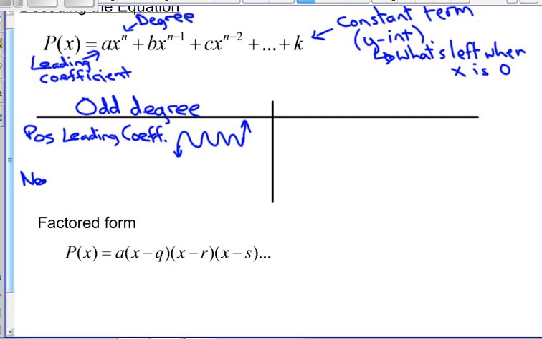If it's an odd degree and it has a negative leading coefficient, it'll just be flipped upside down. It'll start high, some things will happen in the middle, and then it'll go downwards at the end.